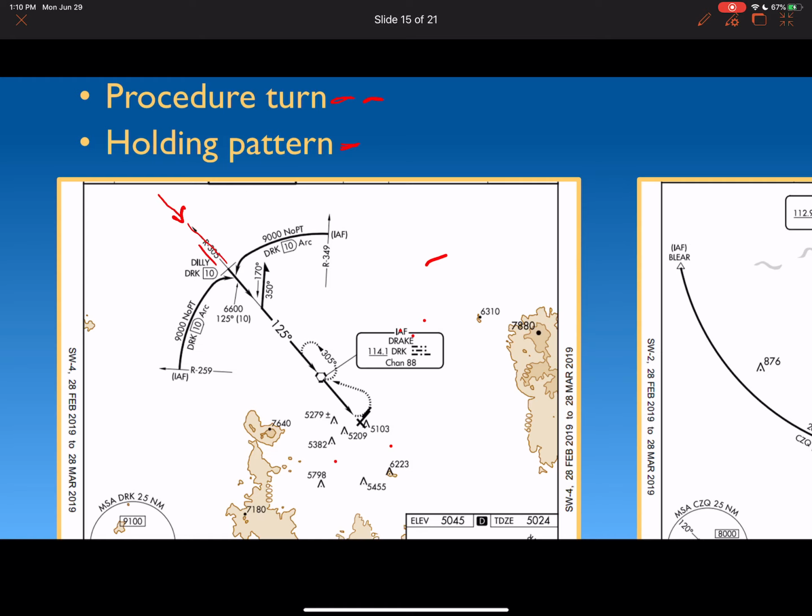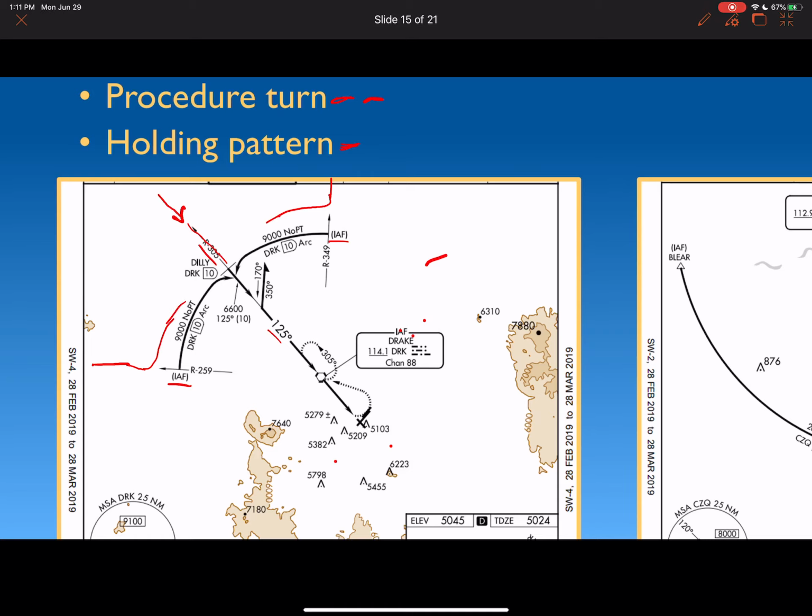Why would they tell me to turn around twice when I'm already established inbound? So if I have a course of 125 already set and I'm flying inbound on the 305 radial, they would probably just give me a straight in to the initial approach fix of Drake and then continue on. If I was on the 259 or the 349, they would probably give me the DME arcs to get in, because these are also considered initial approach fixes.